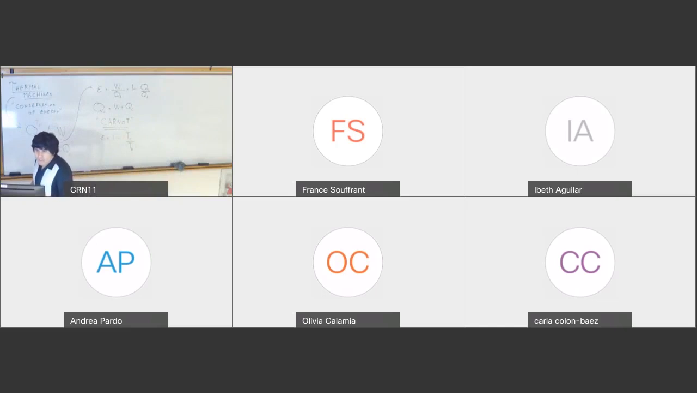900 joules hot, 200 joules cold. So let's put the data here. If they tell you that QH is 900 joules and QC is 200 joules, then the work done will be 700 joules. This minus that. Right?